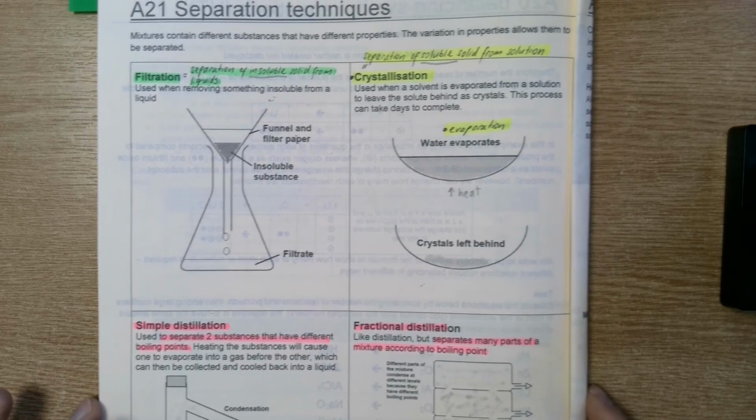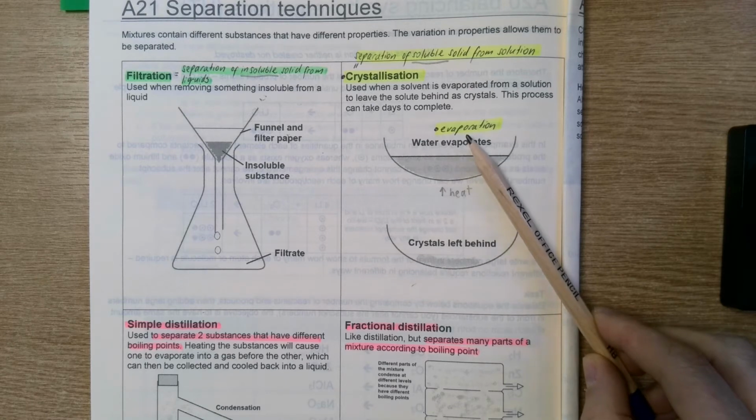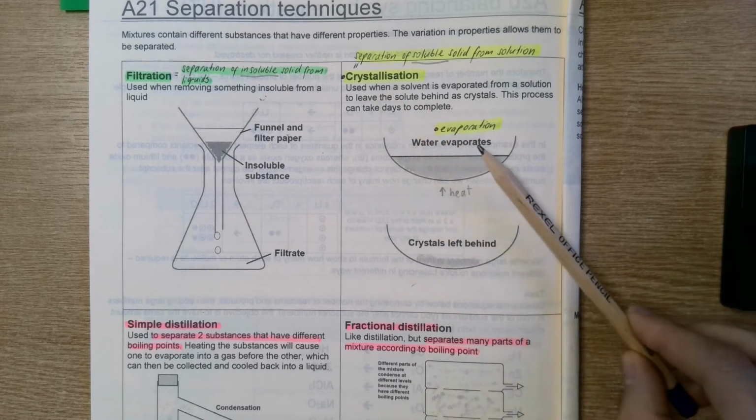When you try to separate soluble solids from a solution, for example, you try to separate sodium chloride from a sodium chloride and water mixture, which is basically salty water, and you want to get nice crystals of sodium chloride, which is table salt, you can use two processes: evaporation and crystallization.